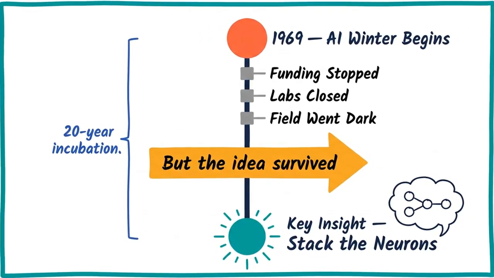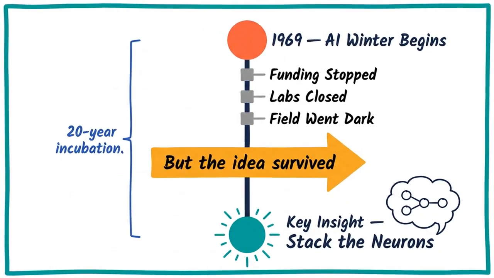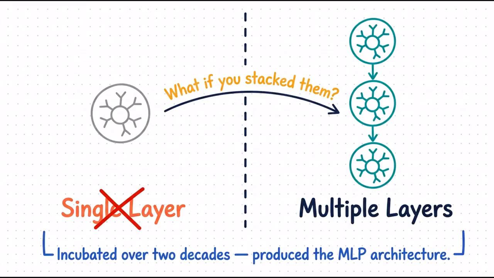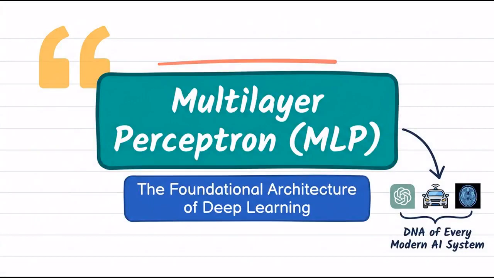Researchers kept one crucial insight alive. What if you stacked the neurons? What if instead of one layer, you used many? That question, quietly incubated over 2 decades, eventually produced the architecture you are about to learn. It is called the multilayer perceptron, and once you understand it, you will understand the DNA of every modern AI system that exists. This video is about the multilayer perceptron, the MLP for short.